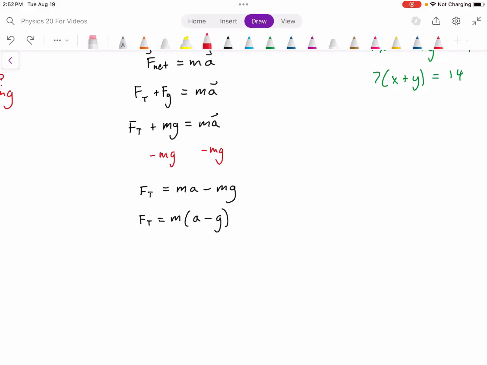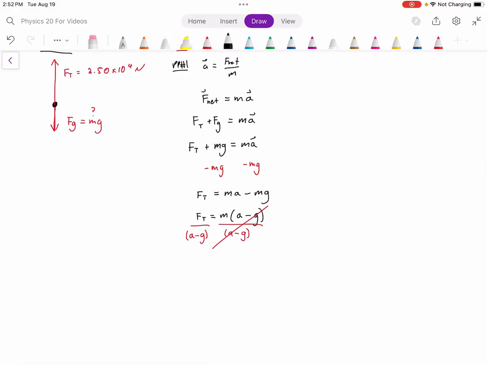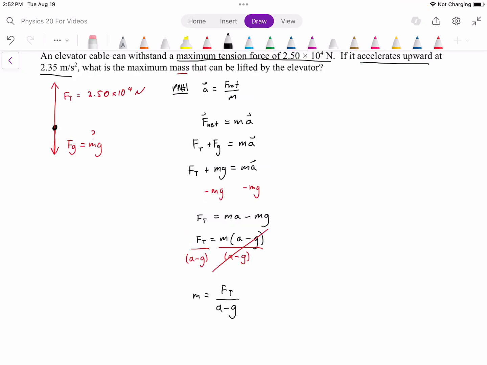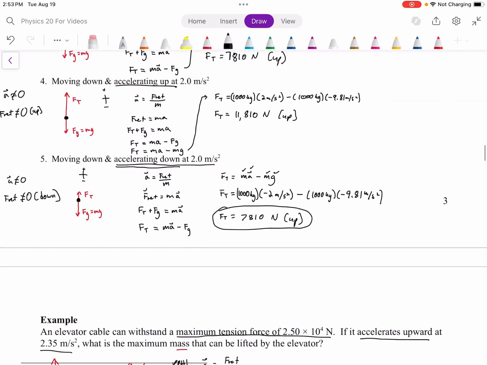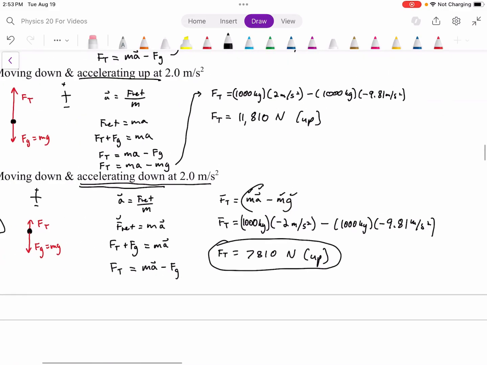And to undo multiplying by a minus g, we divide both sides by a minus g. So this gives us that the mass will be equal to the force of tension divided by a minus g. We could have actually also done that on a lot of these examples, like here, well, all of them actually. We could have pulled out the mass here or here.